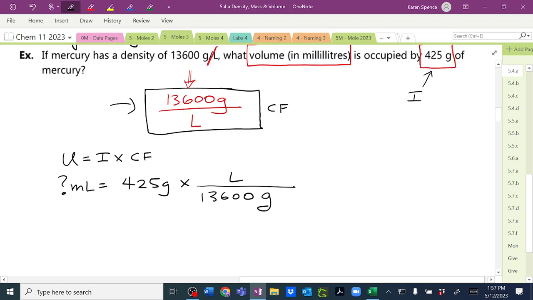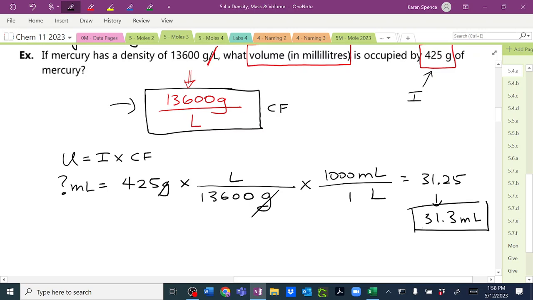13,600 grams per liter. And then I want the volume in milliliters. So if I want the volume in milliliters, I need to cancel liters and find milliliters. And I know there are 1,000 milliliters in 1 liter. Okay, we do that, 425 divided by 13,600 times 1,000 equals 31.25. And because I only have 3 sig figs, that would then become 31.3 milliliters.